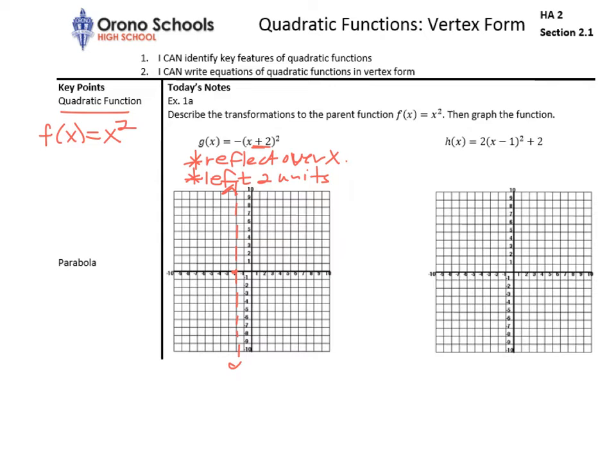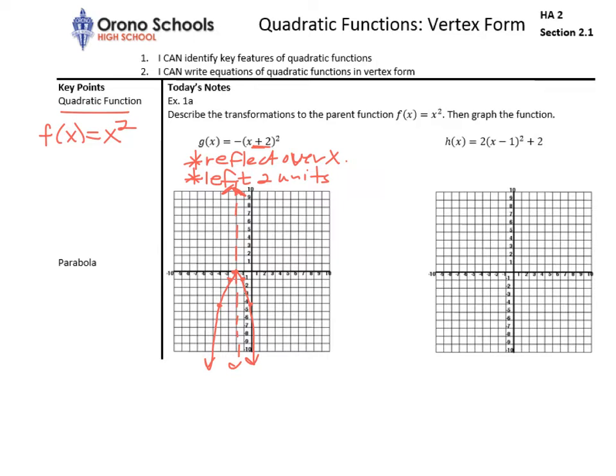And since there's no stretching, that's an arrow right there, sorry. Since there's no stretching or compressing, we would go 1 to the right, and instead of up 1, we'll count down 1. Go 1 to the left and down 1. Go 2 to the right, and we'll go down 4. 2 to the left, down 4, and so on. Modeling the parent function table. And then this opens upside down.